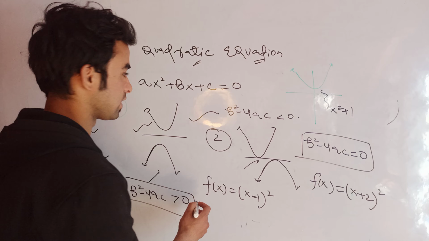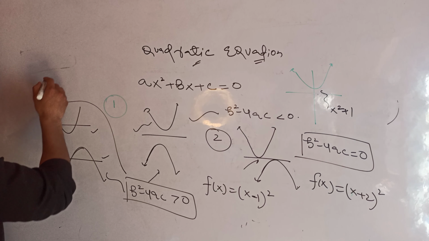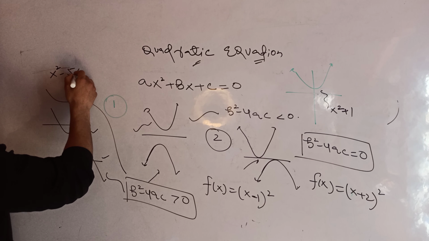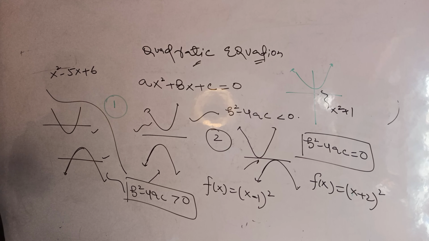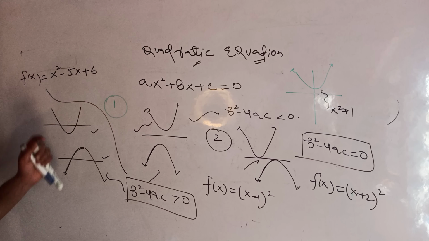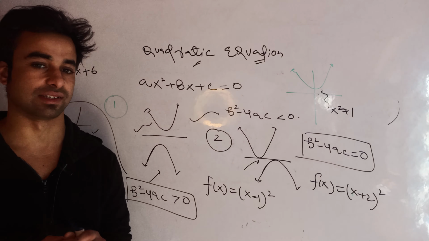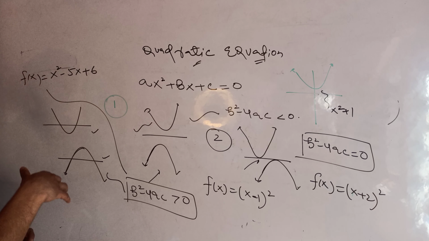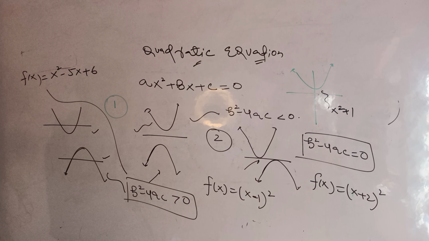So what will be a good example for this kind of parabola? Well, let's see, x squared minus 5x plus 6. Well, this is the best example in my opinion. It has 2 roots. It cuts the x-axis at 2 and 3, I think. Okay, so these are the three things that can happen with parabolas.